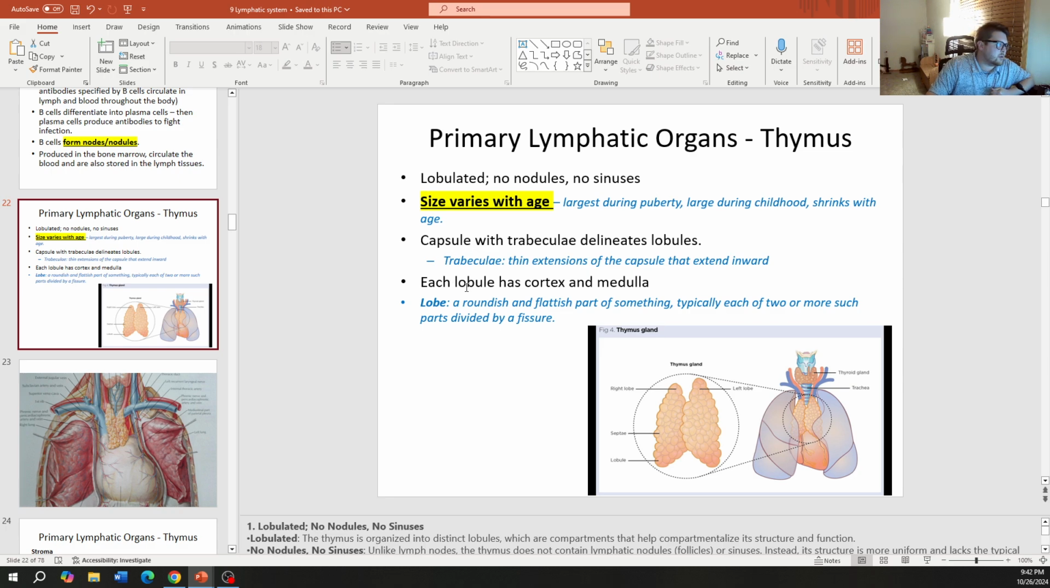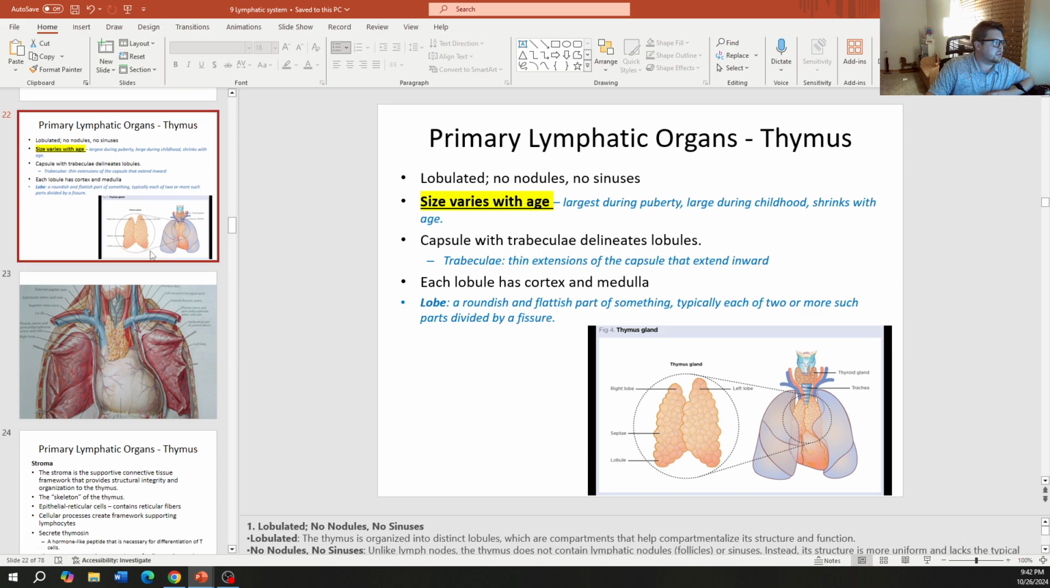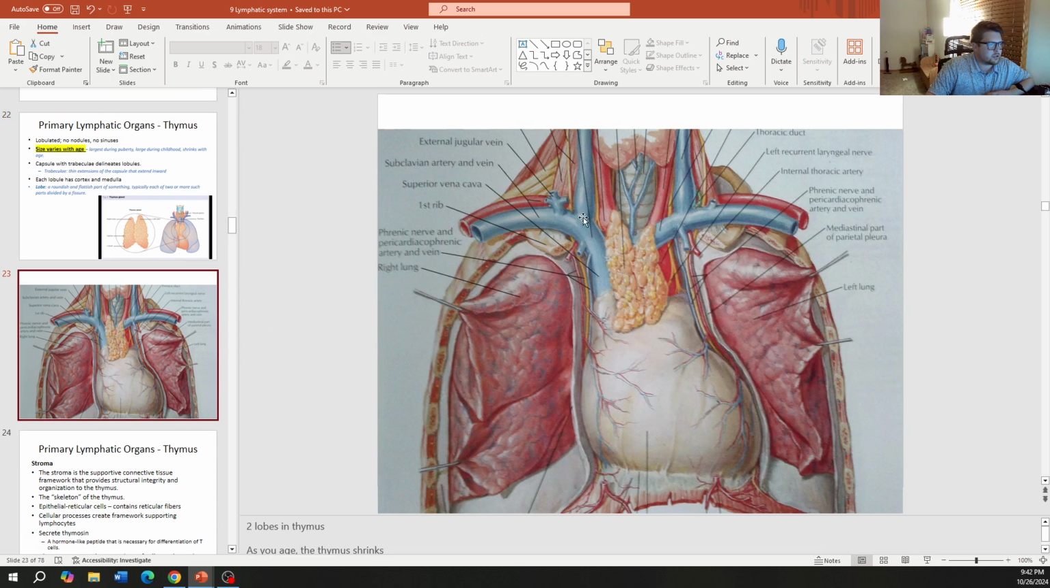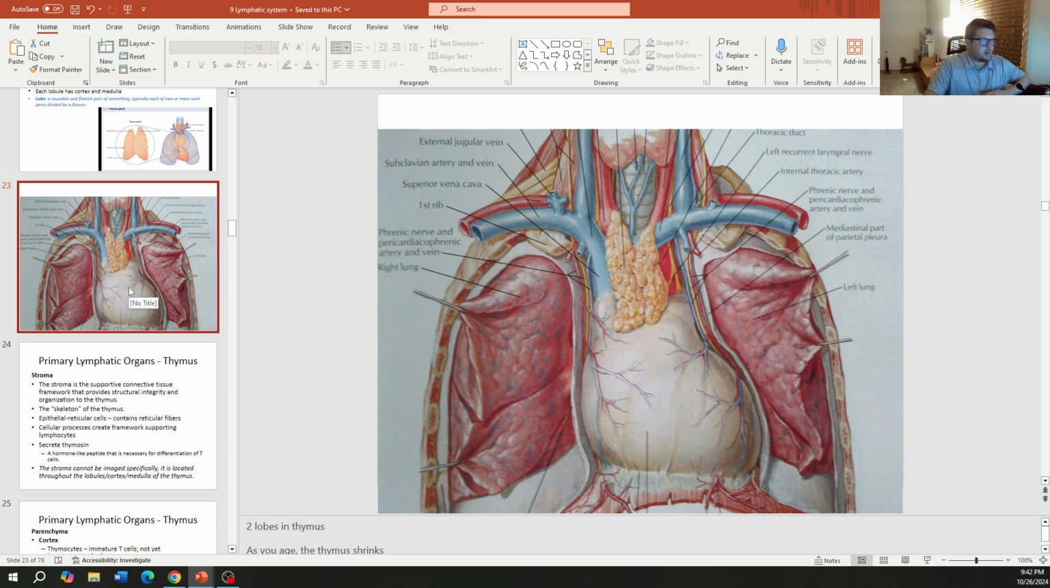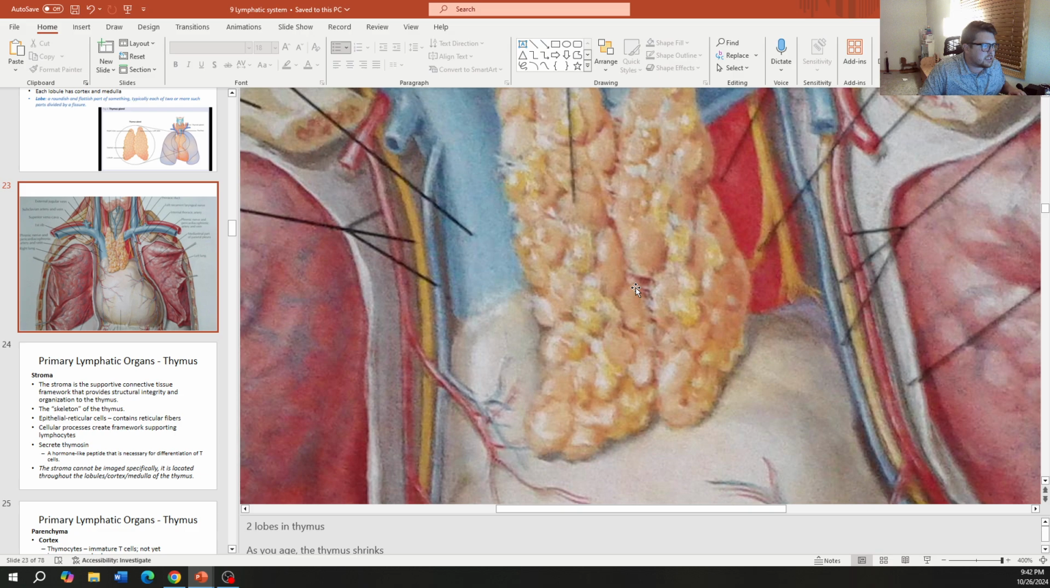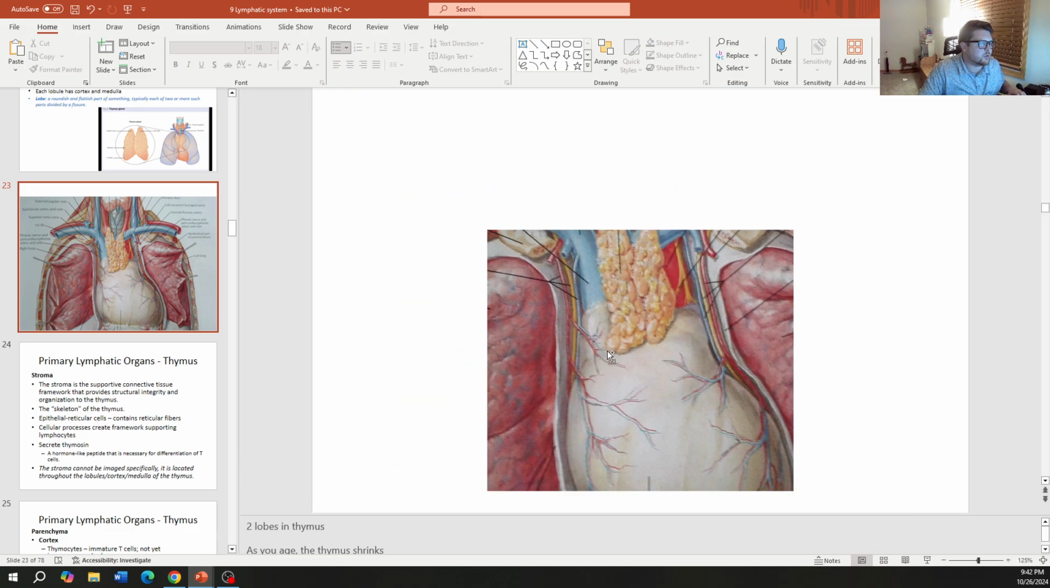Each of our lobules, so each of the smaller parts, has a cortex and also has a medulla. So we'll look at each of those. There's a picture of our thymus right there. Left lobe, right lobe. And then if we zoom in, we can see each of these little chunks. Those are our lobules.